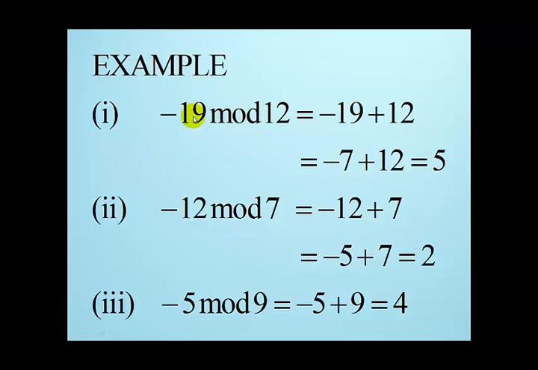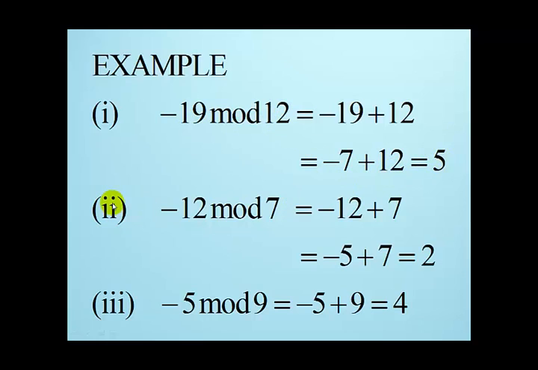So minus 19 mod 12 will be equal to minus 19 plus 12. And minus 19 plus 12 is equal to minus 7. Because it's still a negative number, we have to continue the addition. So plus 12. Now minus 7 plus 12 is equal to 5. This is our first positive number. So that is the answer. This means that minus 19 mod 12 is equal to 5.